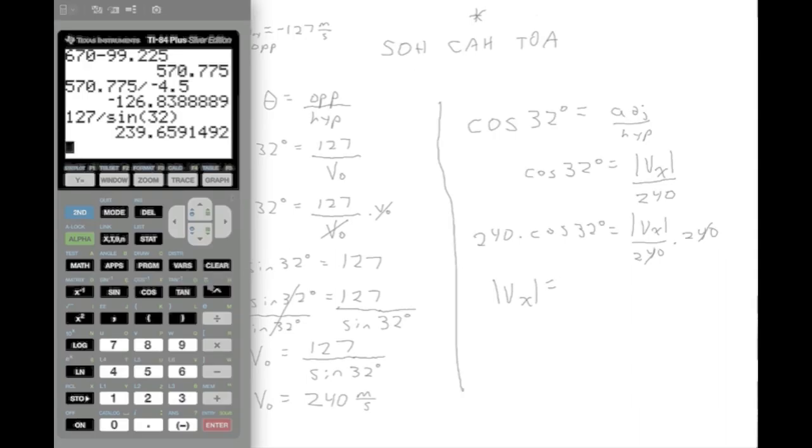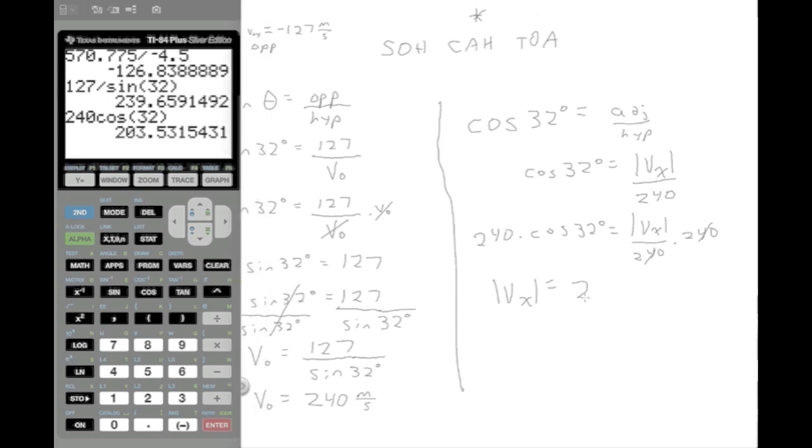Now we can use our calculator. Vx is 240 times cosine 32. Since this digit is a 5, we round this digit up. So I'll round this to 204. This is a final number, so I'll put in units. Now remember, we're not done. These absolute value signs remind us that so far we've only found the absolute value of the component. Now we have to figure out what sign it has.